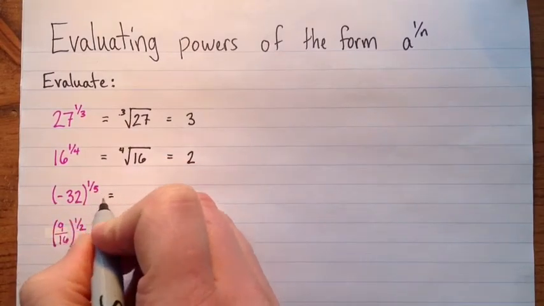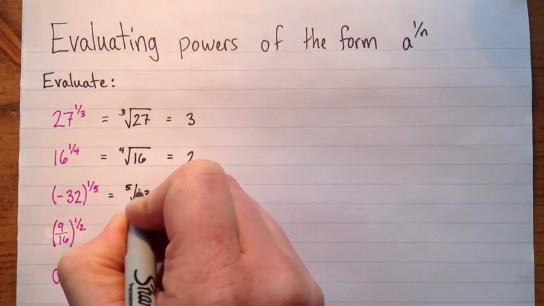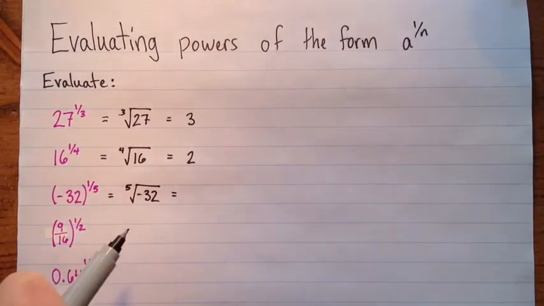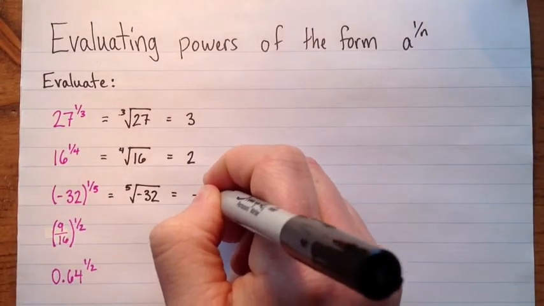Alright, negative 32 to the exponent 1/5 is the 5th root of negative 32. That's the number that if we multiply it by itself 5 times, we'll get negative 32. And that's going to be negative 2.